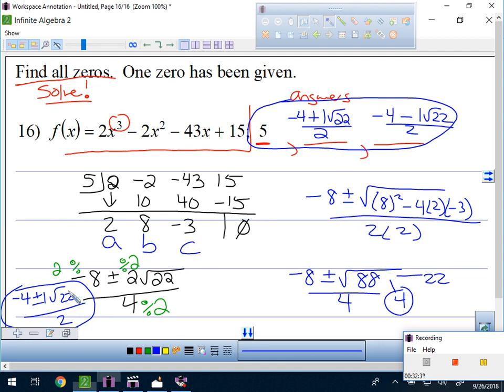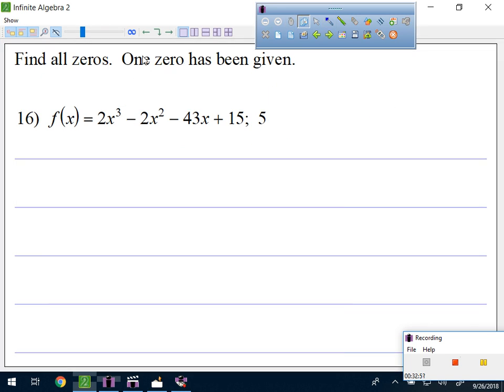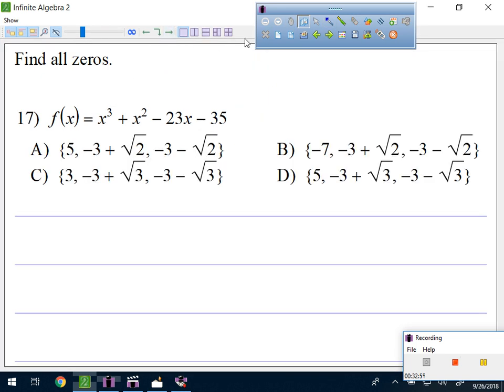But this is how it's going to look on the test, written out right here. So notice that "find all zeros" means to solve it. And I gave you one of the zeros on that one. All right, number 17. For number 17, this is still test 3. We're about to be winding down with test 3, though. So for test 3, number 17, here's what it says. It says to find all zeros.